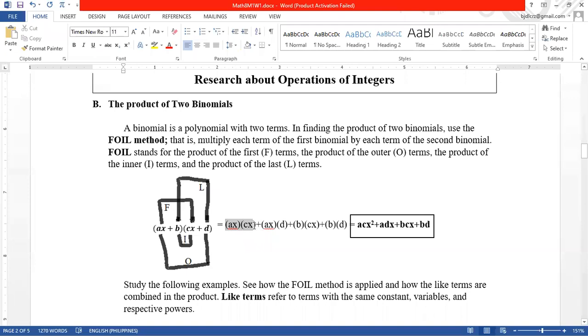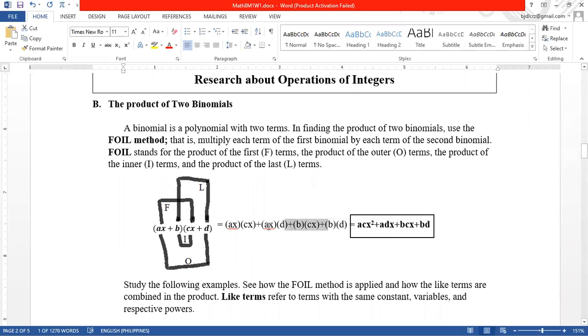So ax plus cx, ax, cx. So a and c, wala siya kaparehas, but si x multiplied to x, that would be x squared. So we have acx squared. Next is ax multiplied to d. So wala siya kaparehas. Let's just arrange this from a to z. So adx plus this one, wala po siya kaparehas.